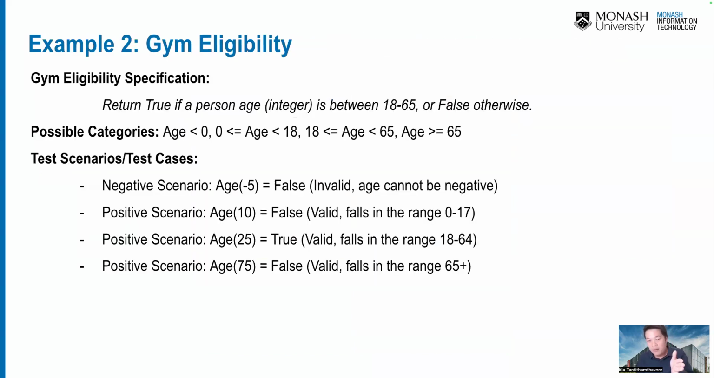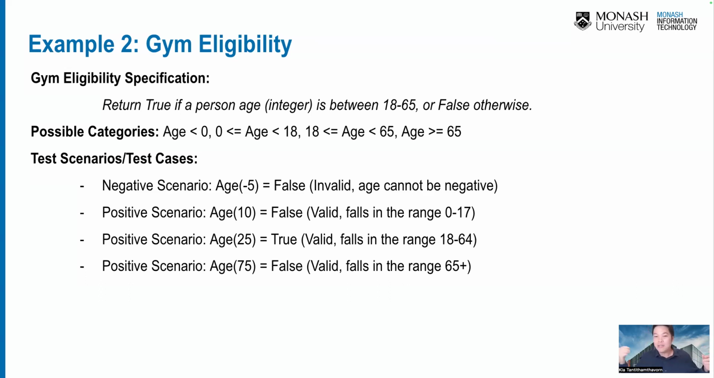For example, for the positive scenario, for the age between 18 and 65, the question is: do we need to test every value between 18 and 65? Probably not, because they fall into the same category, right? Otherwise, we would end up with 100 possible test cases here, which is quite redundant. It's not really effective at all. Let's say one test case takes 1 minute to execute. You may need to execute 100 minutes, right? Which is too long.